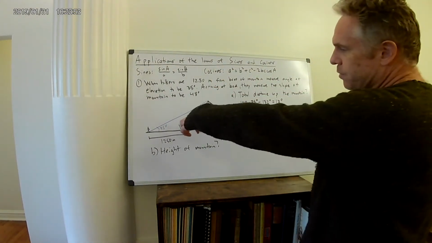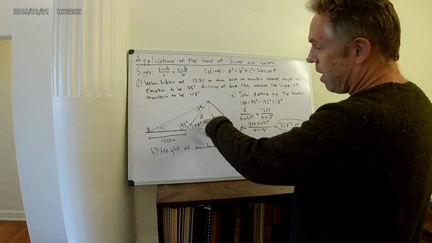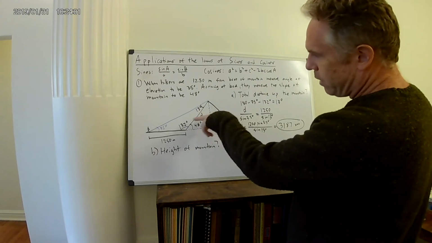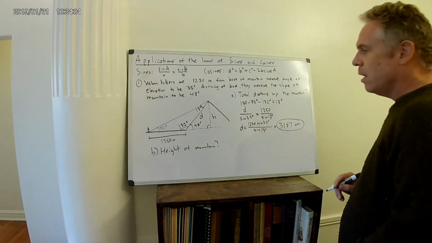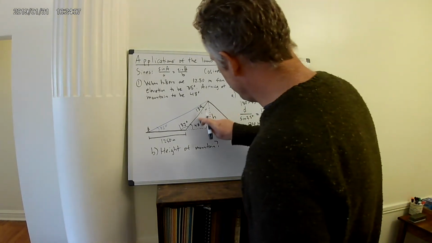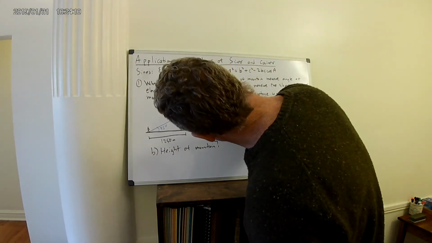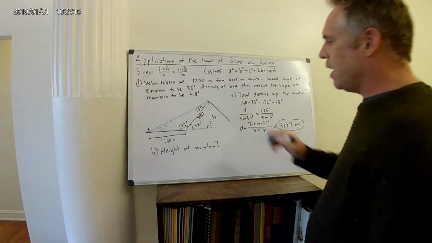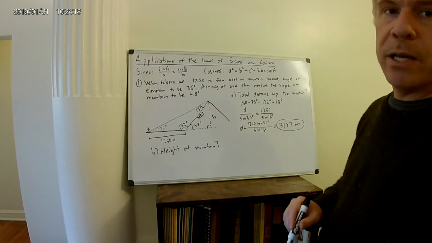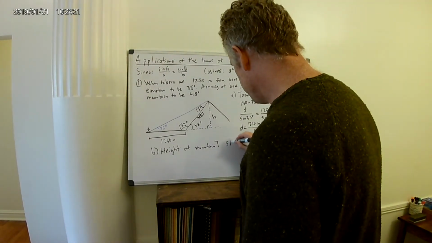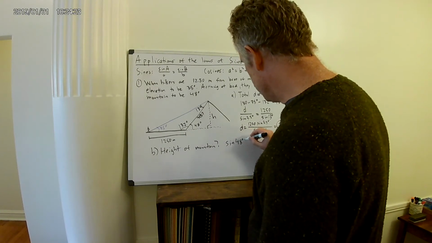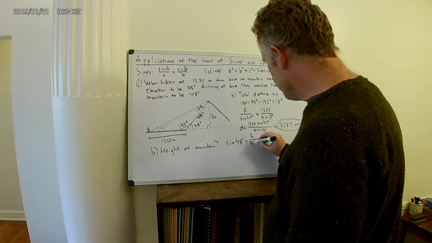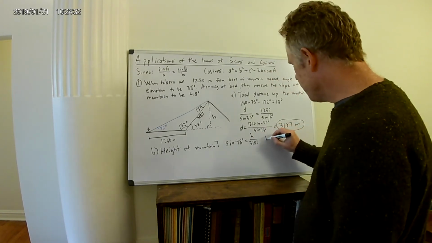So now I have this original non-right triangle, and now I have this right triangle, and I have this whole right triangle here. But for answering this question, I'm interested in this right triangle right here, the smaller right triangle. We can actually figure out H because now I know D is 3187. And I know this angle is 48, so I can figure out H by using the sine function. So sine of 48 degrees is equal to the opposite side, which is H, over the hypotenuse, which is 3187. And now I can solve this for H.